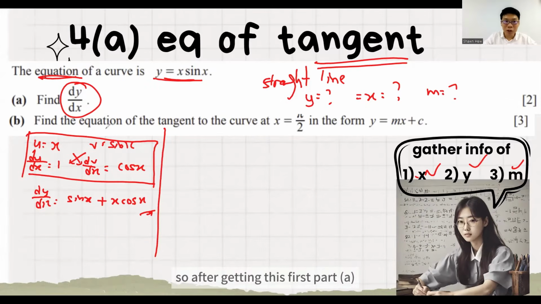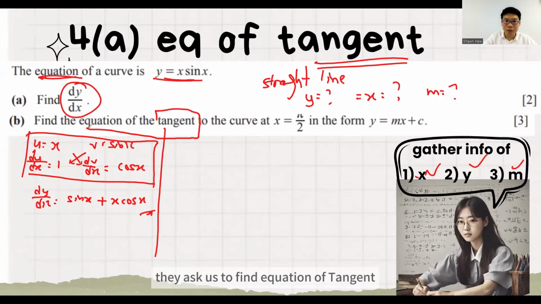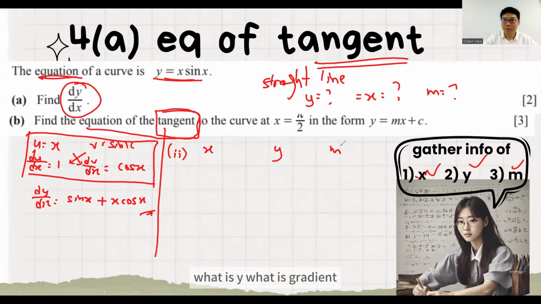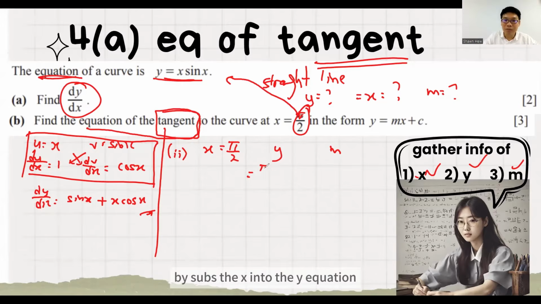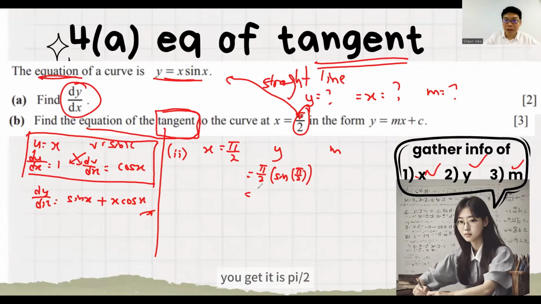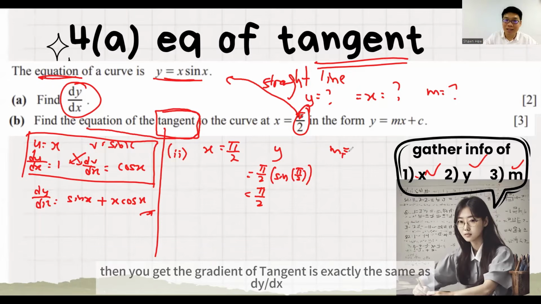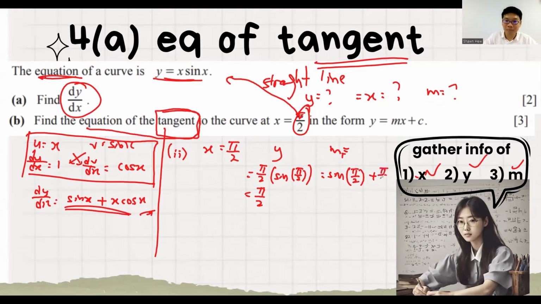After getting this first part, they ask us to find the equation of tangent. So every time you see equation of tangent, you write down what is x, what is y, what is gradient. The x is given, pi over 2. So we need to find the value of y by substituting the x into the y equation. You get pi over 2. Then the gradient of tangent is exactly the same as dy dx. Then we'll get our gradient is 1.